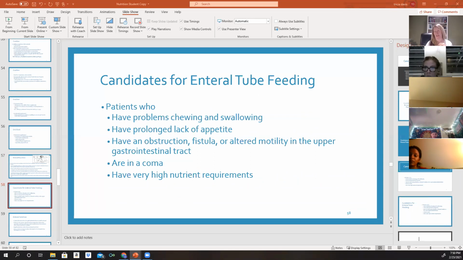Sometimes you'll see alcoholics, they will get pancreatitis a lot. And the only way to heal pancreatitis is to have bowel rest, which means that they can't have any food by mouth. So sometimes you will see that they will get a G-tube or they'll get PPN or TPN for a small period of time until the pancreatitis heals. If you have patients who are in a coma, they're going to get tube feeding, and then patients who require a very high nutrient concentration in their diet each day.